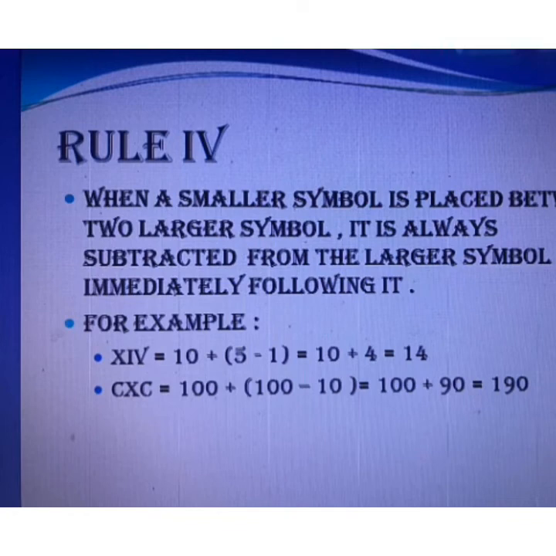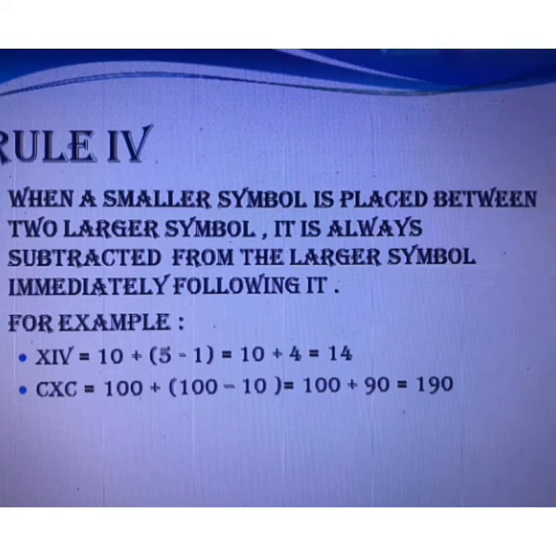See here, X, I, V. I is a small symbol placed between two larger symbols. So what shall we do? We have to subtract the I from the symbol immediately following it. So X represents 10, plus IV. V represents 5, 5 minus 1 you get 4. So 10 plus 4 you get 14.